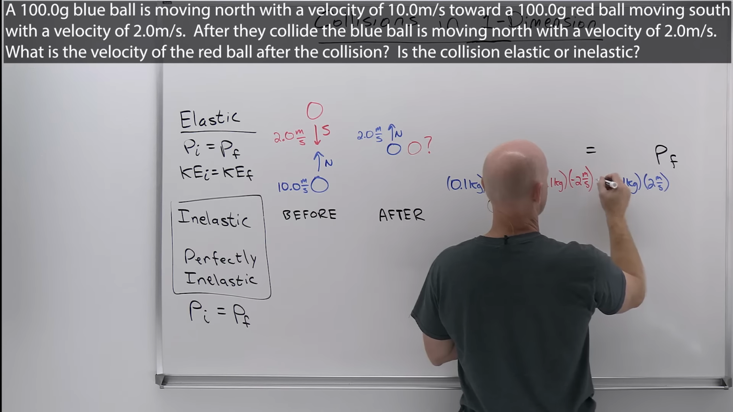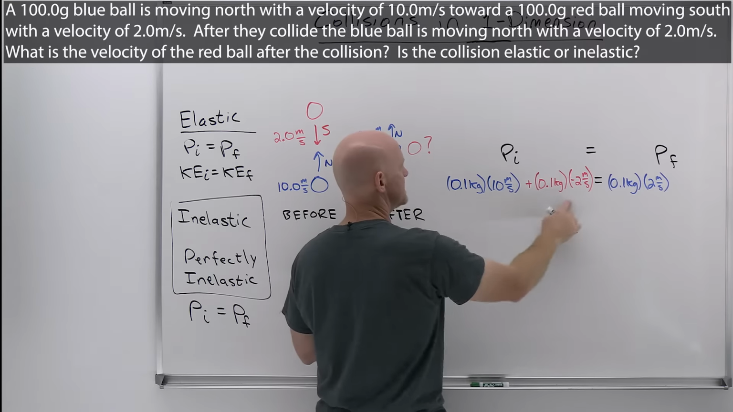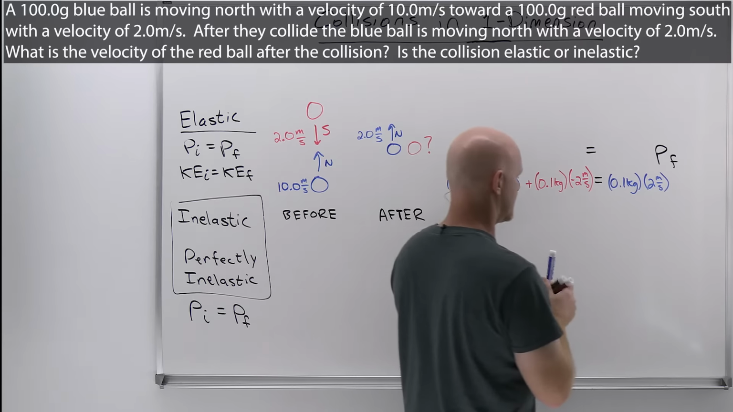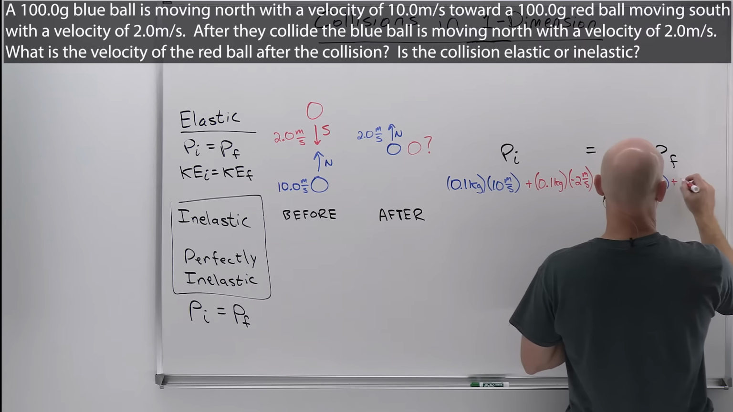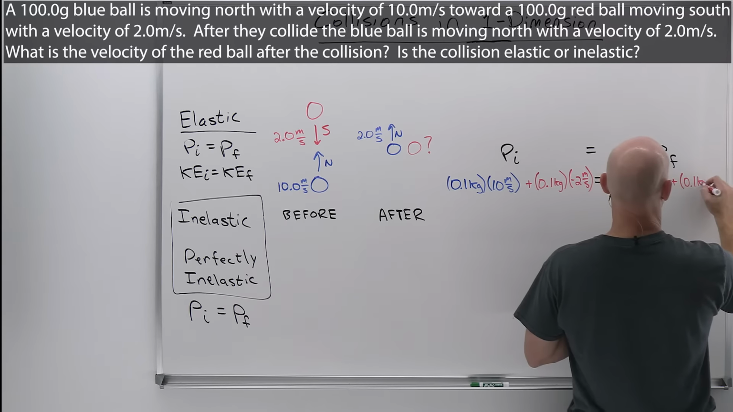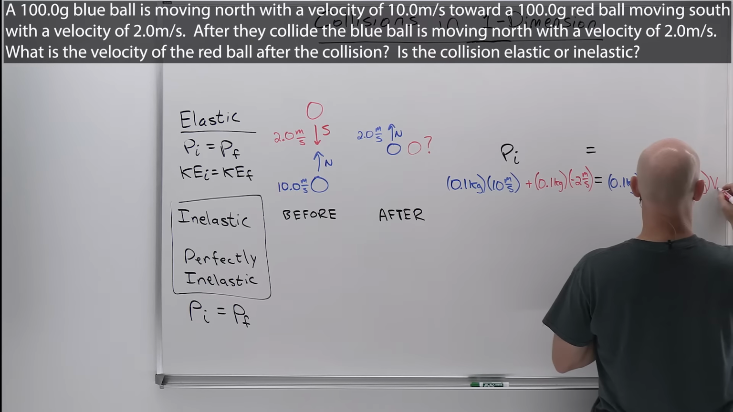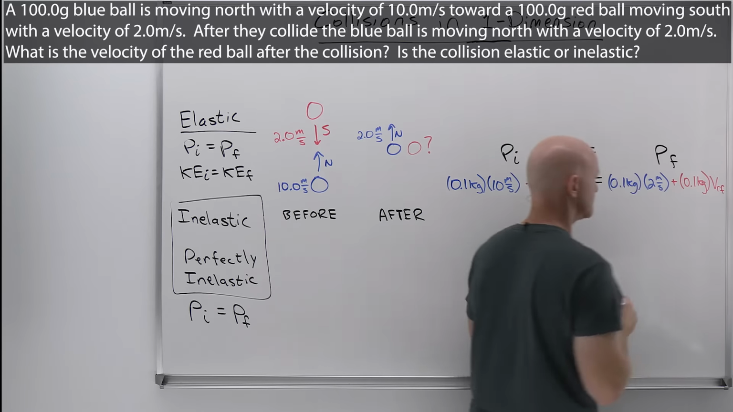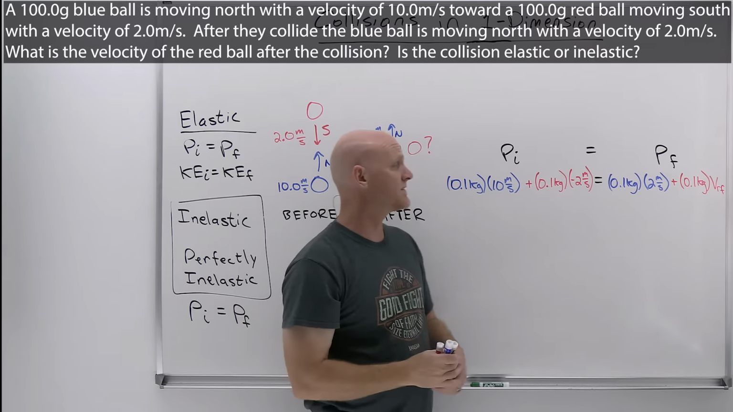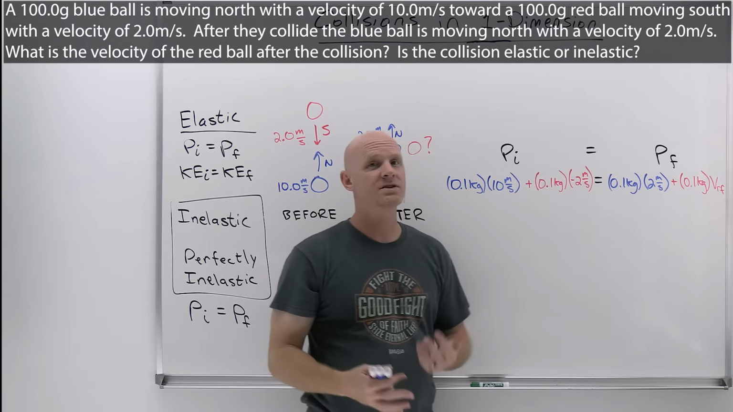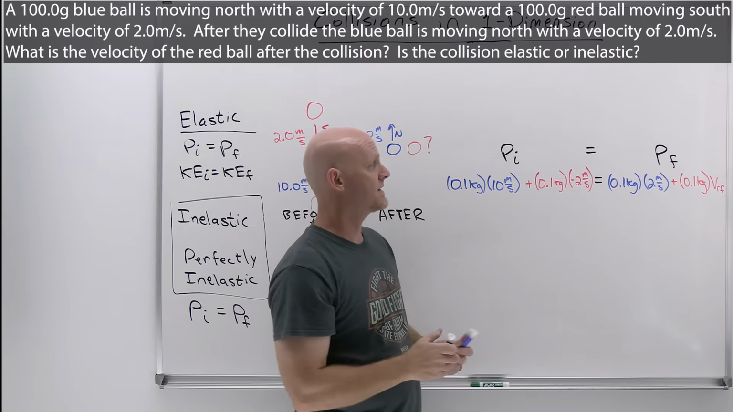And so there we have both momentum terms for the initial conditions, and we've got to set it up for the final here. And again, we're just going to have plus 0.1 kilograms times the velocity final of the red ball. I'll call it velocity red final. Well, I could have just called it velocity final because it's the only variable in the whole equation, and we can simply solve for it from here.